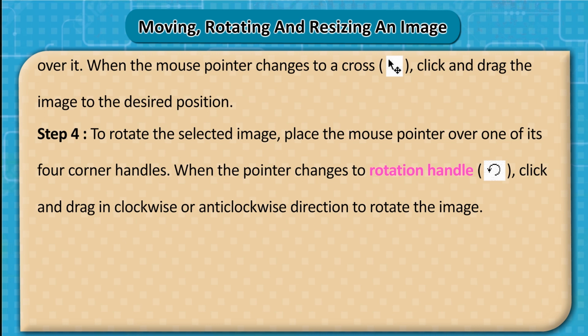Step 4. To rotate the selected image, place the mouse pointer over one of its four corner handles. When the pointer changes to a rotation handle, click and drag in a clockwise or anti-clockwise direction to rotate the image.